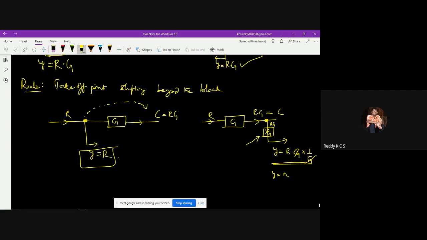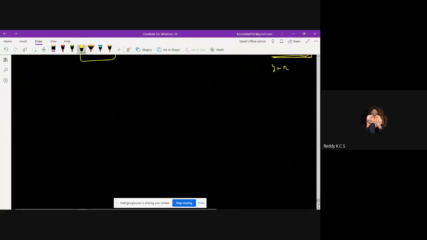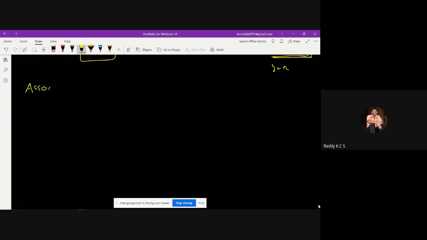And a very important one, in which not much calculation is involved, is called the associative law. The last one, associative law. Associative law holds good for the summing points. This is also one more rule. Associative law holds good for summing points.